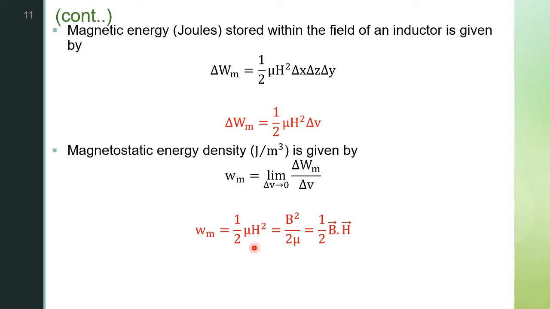Now, what is this H in terms of B? We know that H equals B by mu. So when you substitute that, we can replace this expression as B square by 2 mu. Also, we can express it in terms of half B dot H. That is because B is equal to mu H. So mu into H dot H is the same as mu H square. So in these three forms, we can express the magnetostatic energy density either as half mu H square or B square by 2 mu or half B dot H, and it is the energy density measured in joules per meter cube. That is, it is the energy per unit volume.